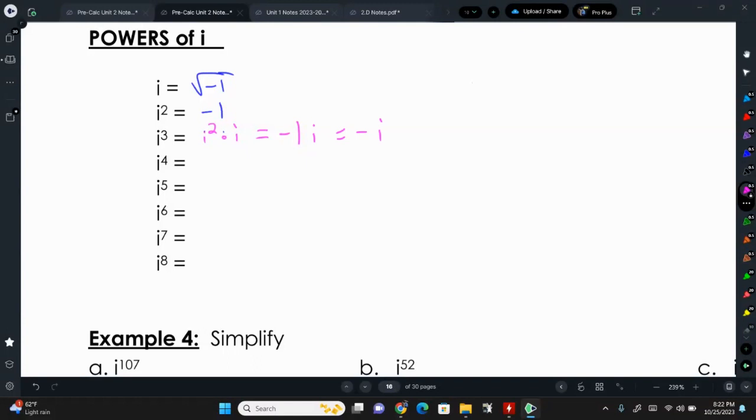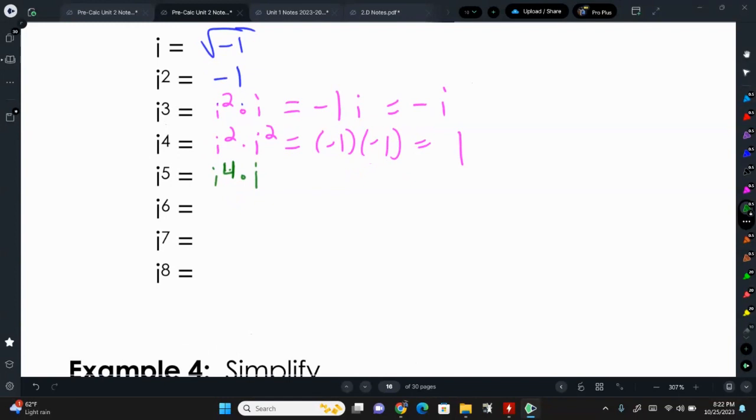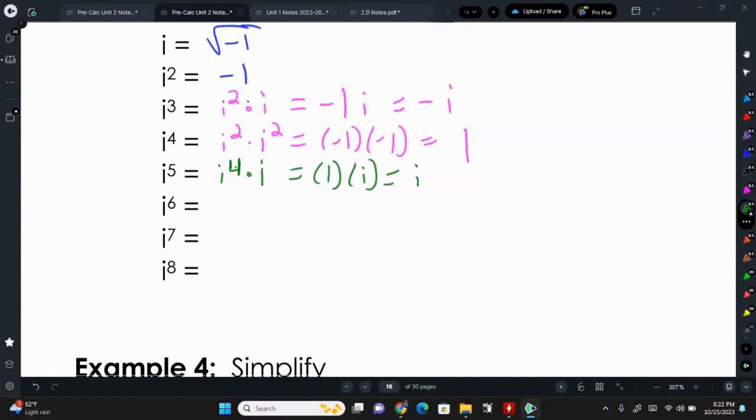i to the fourth. Well, i to the fourth can be written as i squared times i squared. Well, i squared is negative 1, so negative 1 times negative 1 is positive 1. So i to the fourth is positive 1. Well, i to the fifth now. i to the fifth can be written as i to the fourth times i. We just said that i to the fourth power is positive 1, so this is going to be positive 1 times i, which is just going to be i.